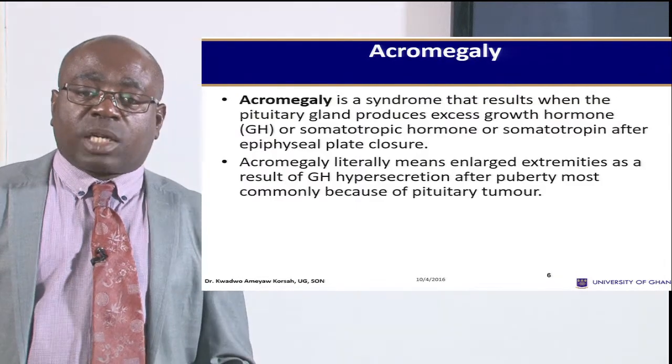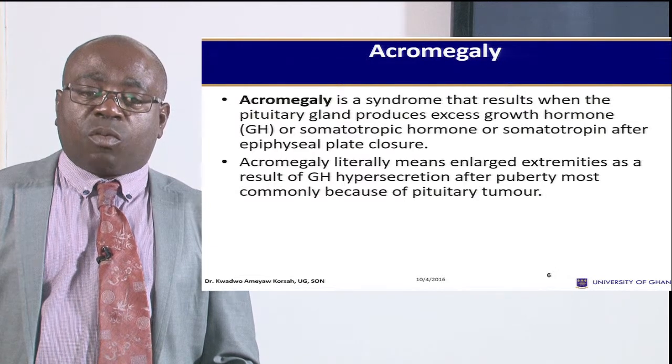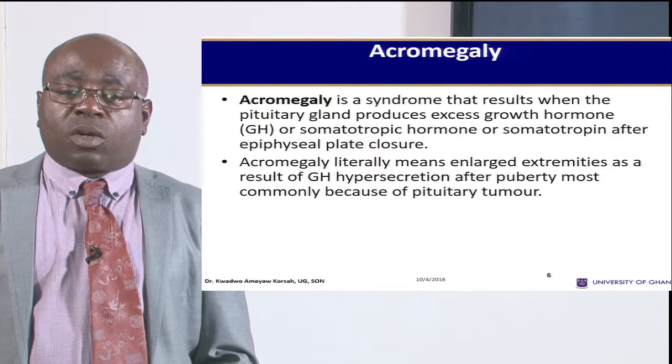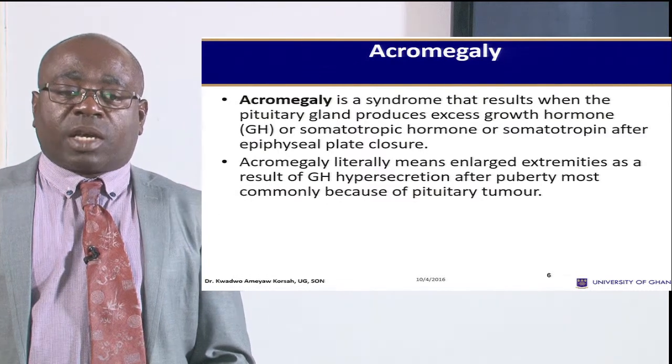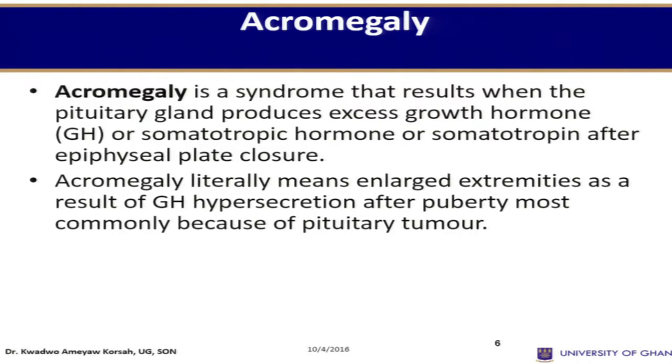Acromegaly is a syndrome that results when the pituitary gland produces excess growth hormone, GH, or somatotropic hormone, or somatotropin, after epiphyseal plate closure is observed. And then acromegaly literally means enlarged extremities as a result of GH hypersecretion after puberty, most commonly because of a pituitary tumor.